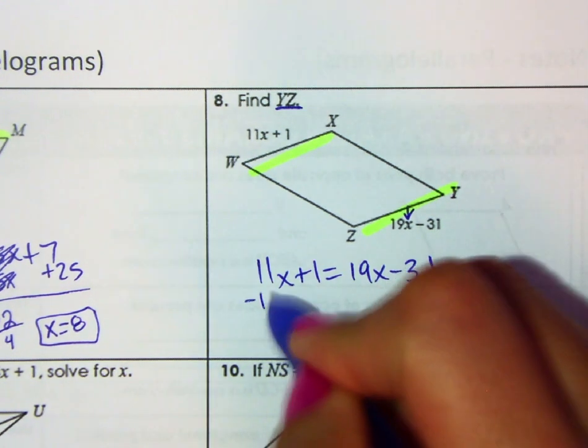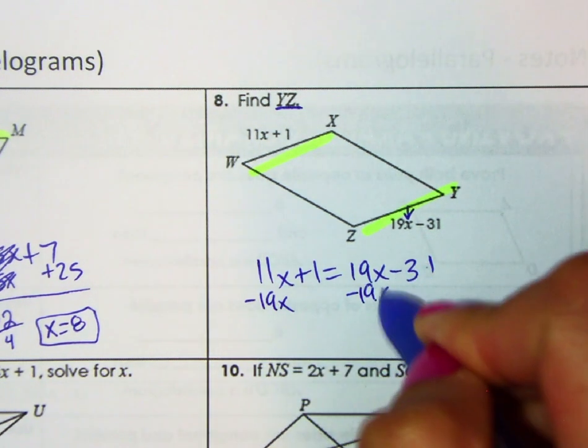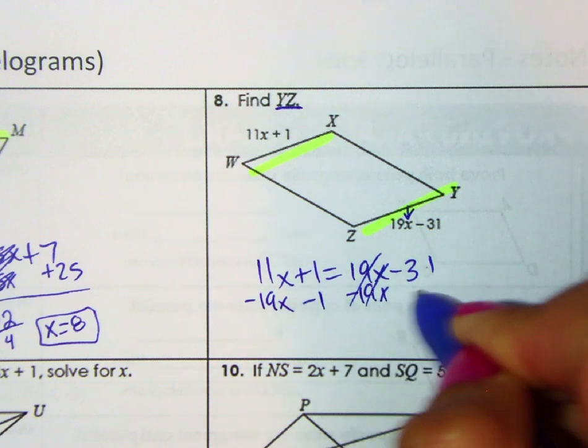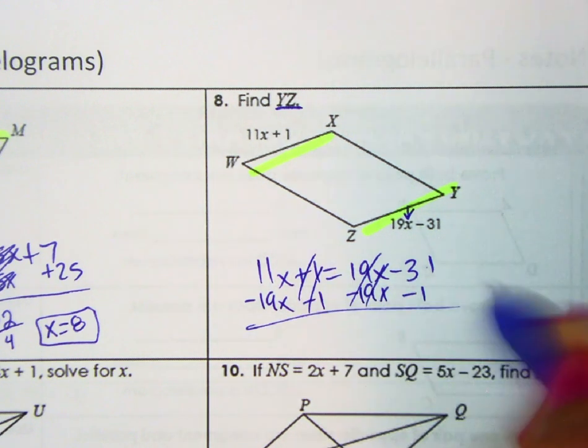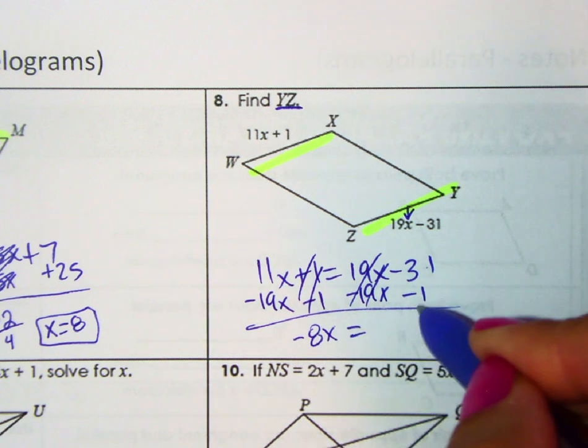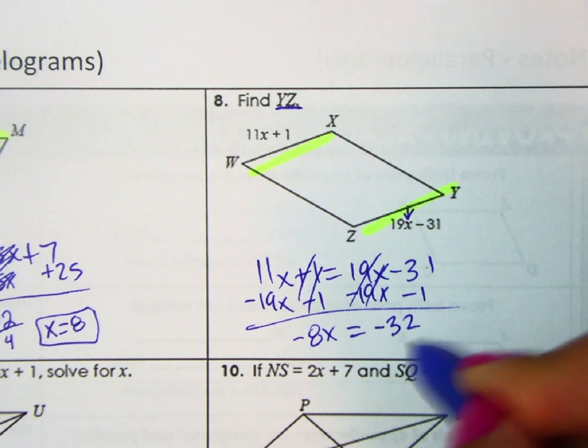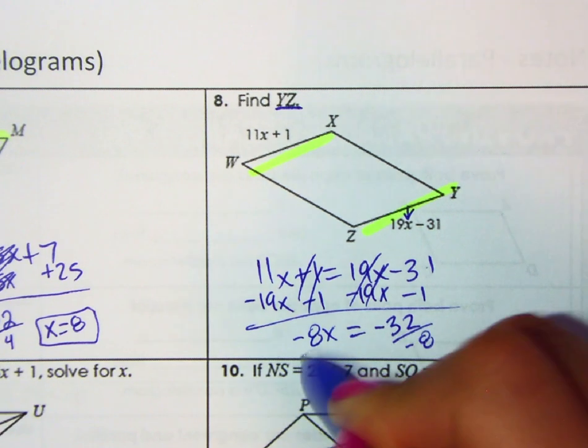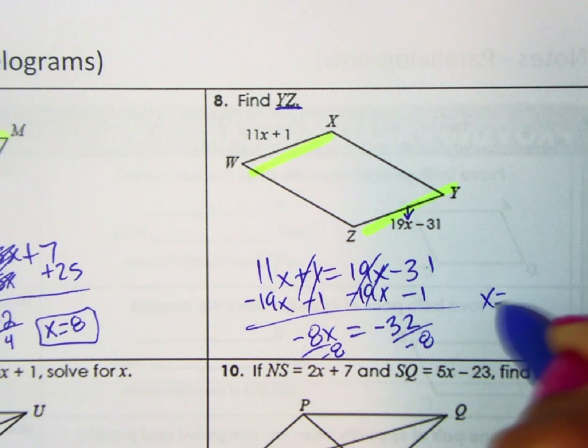So you subtract 19x minus 1. And 11 minus 19 is negative 8x. Negative 31 minus 1 is negative 32. You divide by negative 8, and x equals 4.